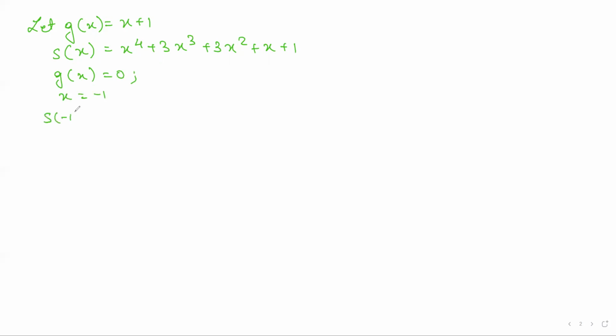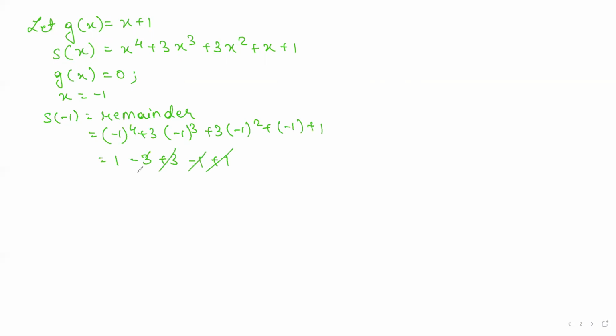Next. The third part, the g of x remains same. And let's say this is s of x is equals to x to the power of 4 plus 3x cubed plus 3x squared plus x plus 1. Right. So at g of x is equals to 0, your x value is equals to minus 1, your s of minus 1 is equals to remainder, whose value is equals to minus 1 to the power of 4 plus 3 into minus 1 to the power of 3 plus 3 into minus 1 square plus minus 1 plus 1. This is 1 minus 3 plus 3 minus 1 plus 1. So these two get cancelled, but you're still left with 1.